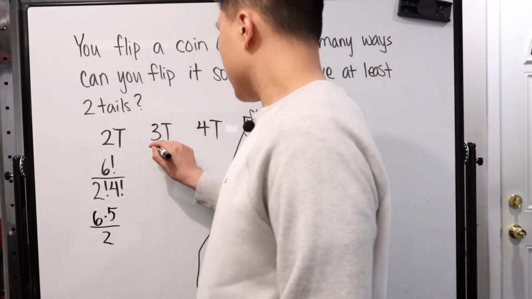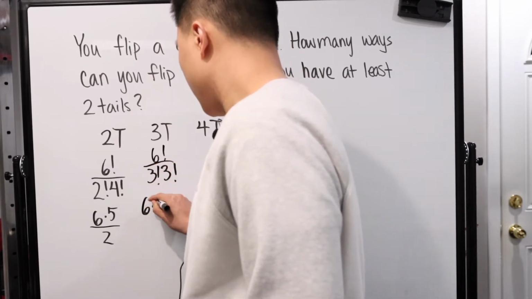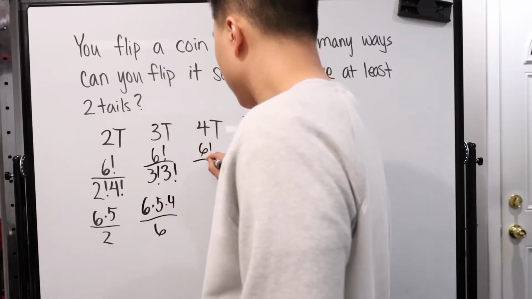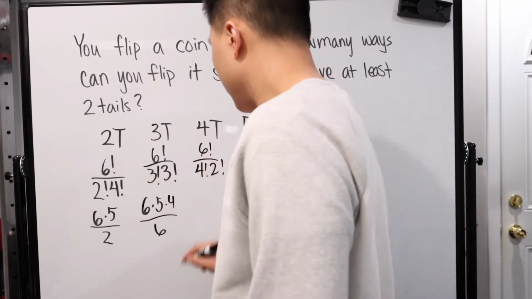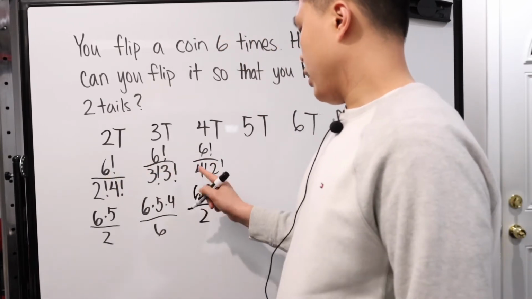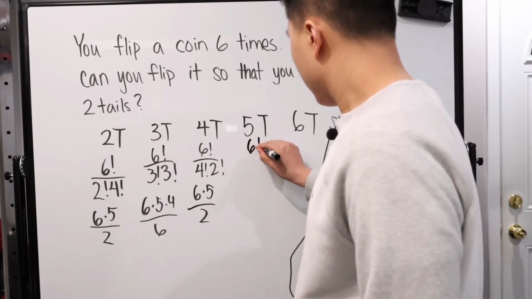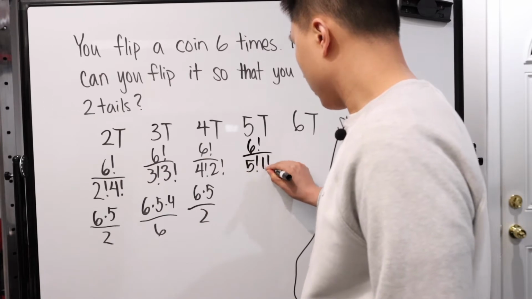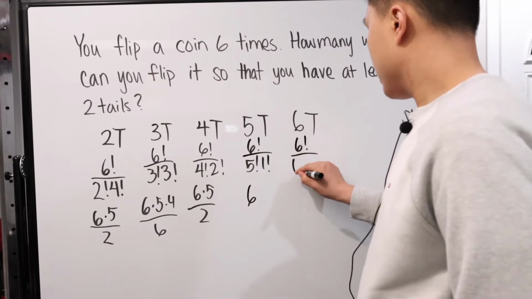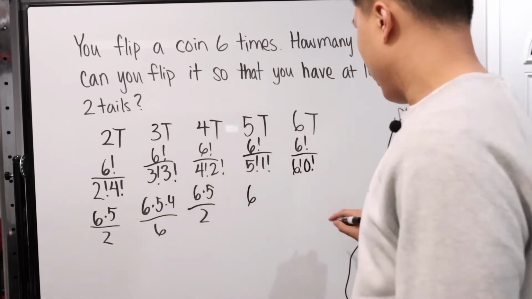And we can go on. This is 6 factorial over 3 factorial, 3 factorial, basically 6 times 5 times 4 over 6. This is 6 factorial over 4 factorial, 2 factorial, which is 6 times 5 over 2. Once again, these are basically the same thing, just flipped a little. So they're the same. All right, here we're going to have 6 factorial over 5 factorial, 1 factorial, which is basically 6. And then we have 6 factorial over 6 factorial, 0 factorial, which is just 1.